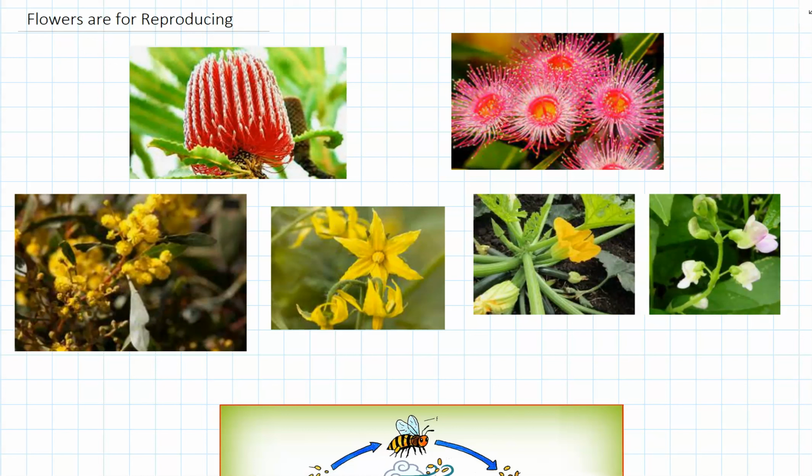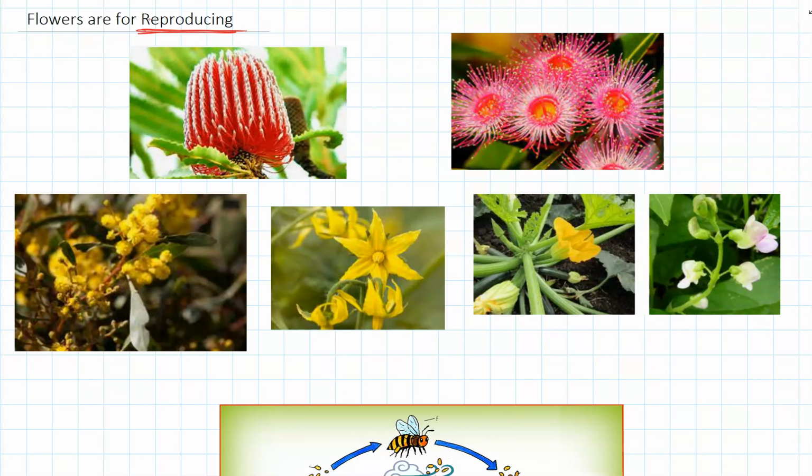Hey everybody! We're back to looking at plants again. So remember, we're focusing on the reproductive system of plants. And remember that plants use flowers for reproduction. So all the flowers are part of the reproductive system for the plant.